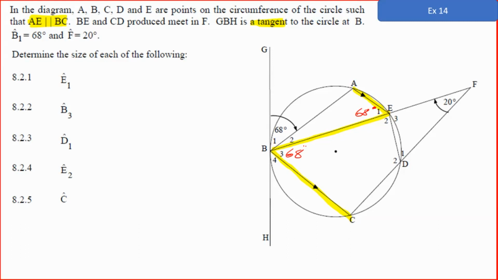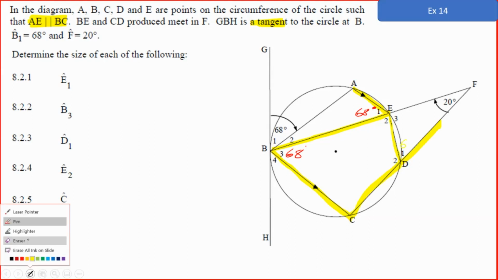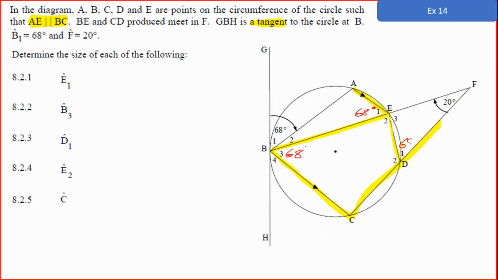Then we come to D1. Who can tell me what D1 is going to be? D1 is equal to E3. Why? Cyclic quad. We got some smart guys here today. They saw the cyclic quad. You see, it's about finding the clues. 68. So that's your exterior angle of a cyclic quad. Well done. E2. How are we going to get E2? Any ideas?